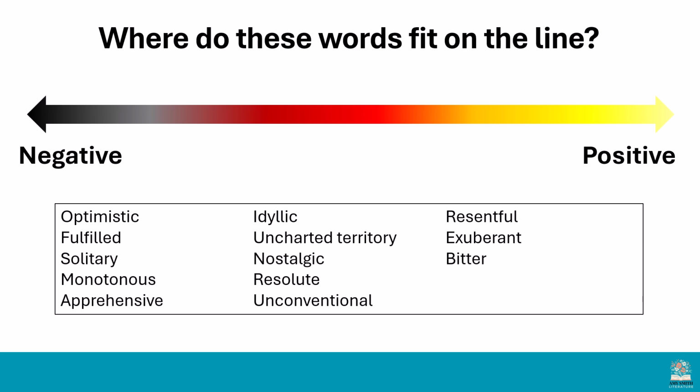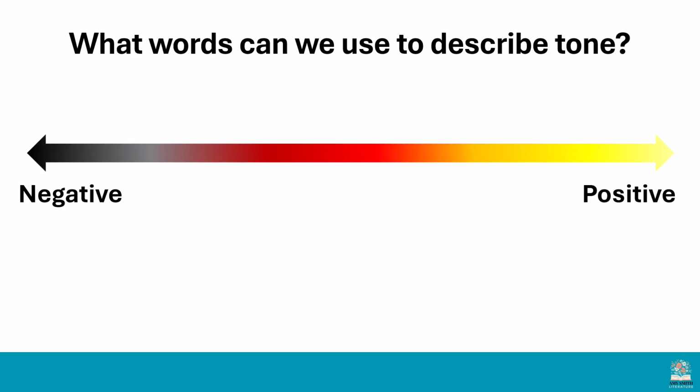Okay, so I've got a list of words here on the screen, and these are all words that we can use to describe the tone or the emotion or the idea behind a poem. So stop the video again for about 2 minutes and copy the words from the box onto the relevant part of the arrow. So for example, the word optimistic is a really positive word, so we're going to put that at the right hand of the arrow. Okay, so take about 2 minutes, put as many of the words as you can onto your arrow, and then start the video again and we will go through them.